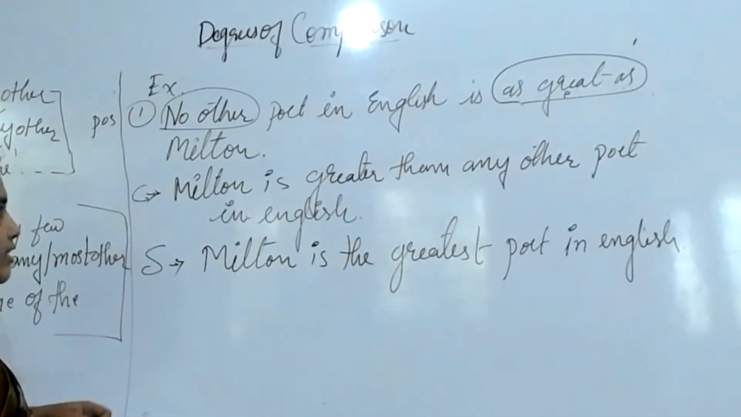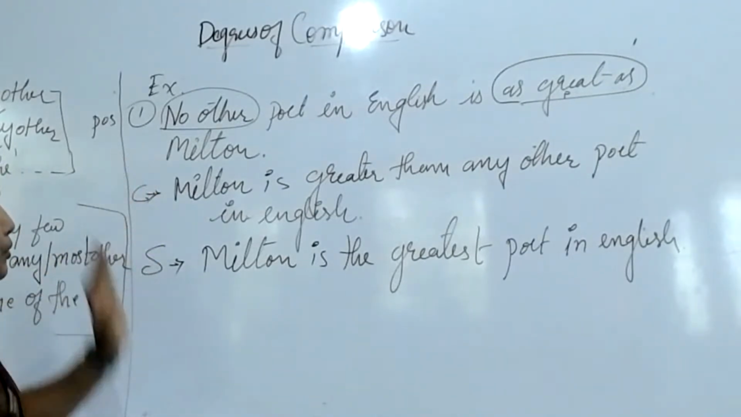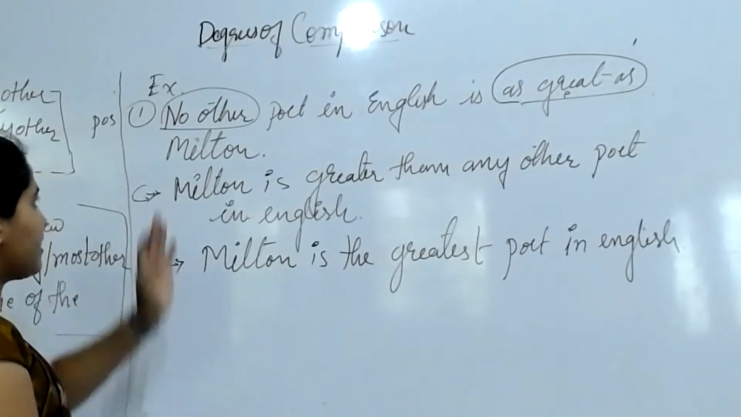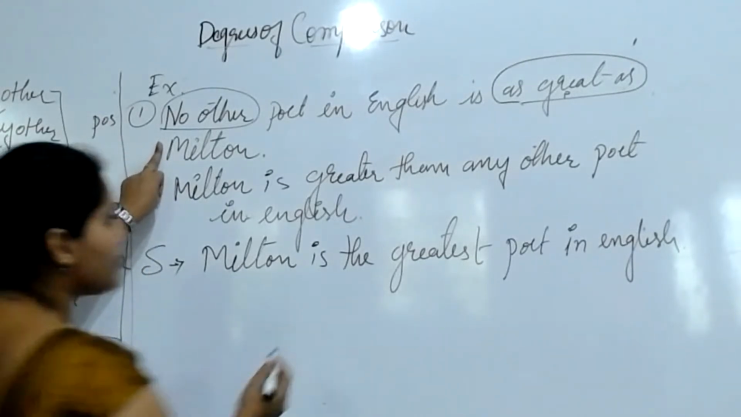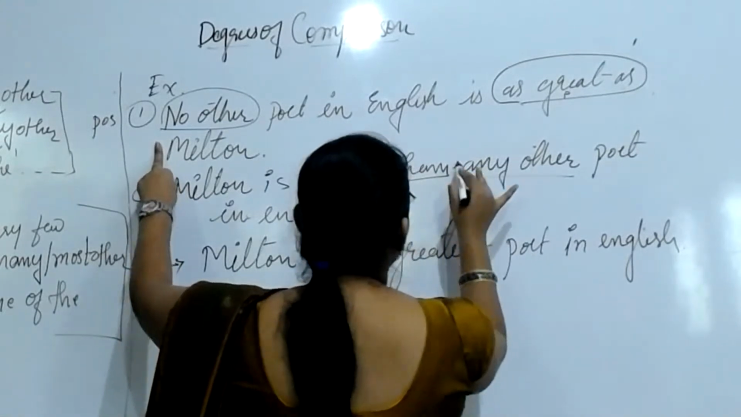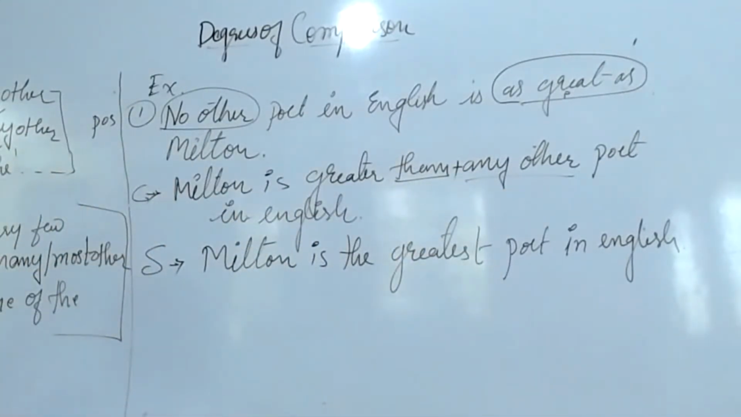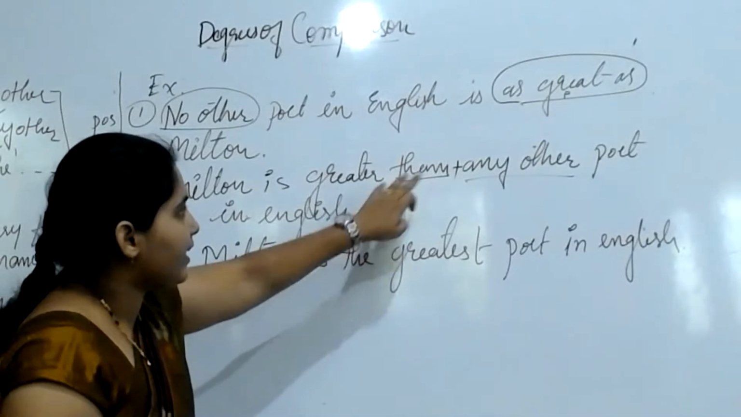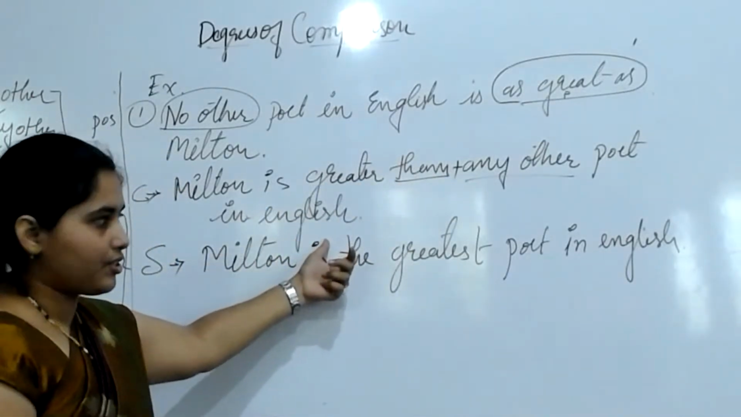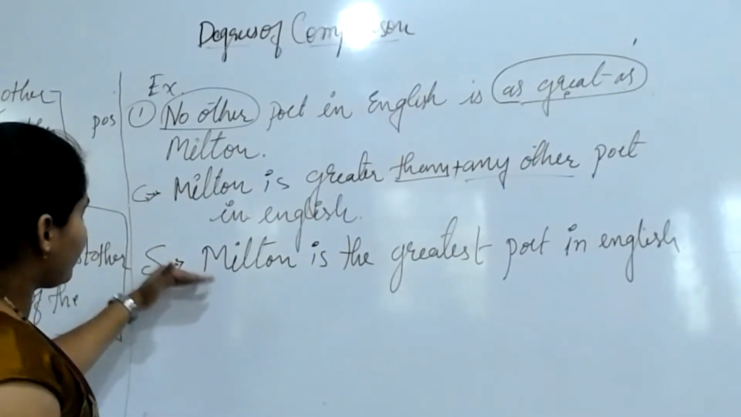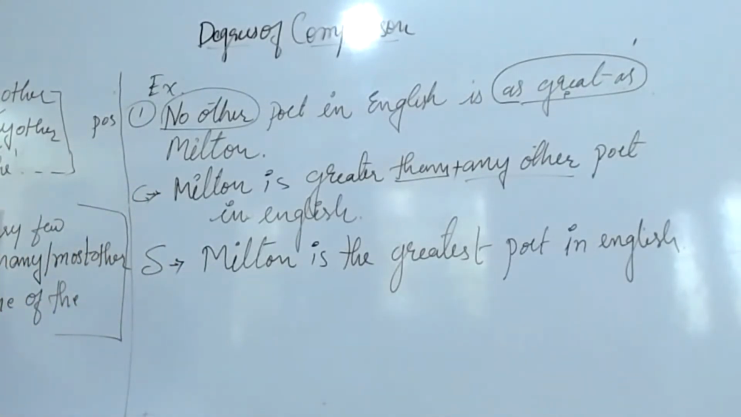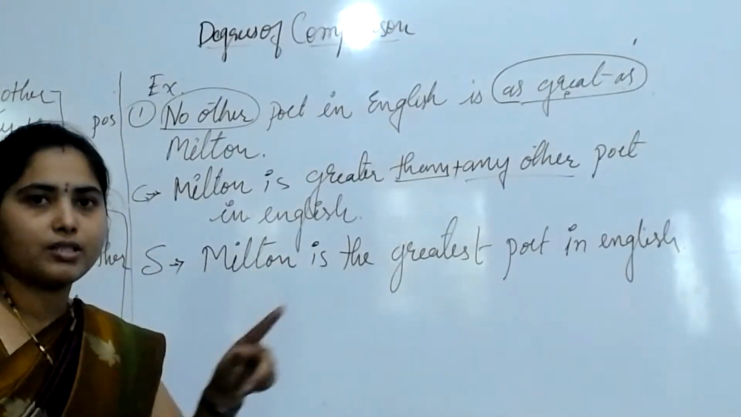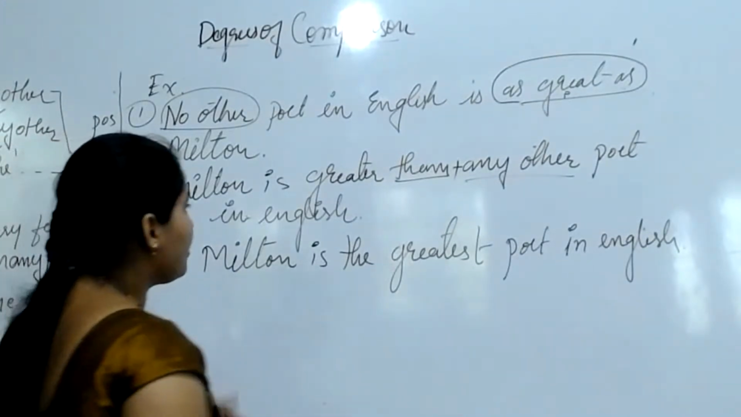I think you are understanding how to transform it. See, no other poet in English is as great as Milton. So how do you have to change? If the sentence begins with no other, you should use any other, than plus any other. Okay, Milton is greater than any other poet in English. Okay, so now what is superlative? In the superlative degree, the definite article the is always used as per rules.